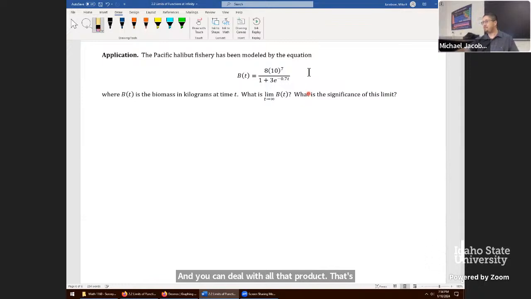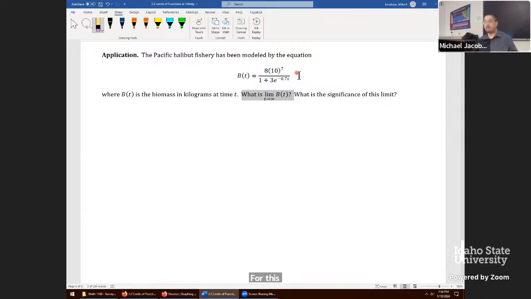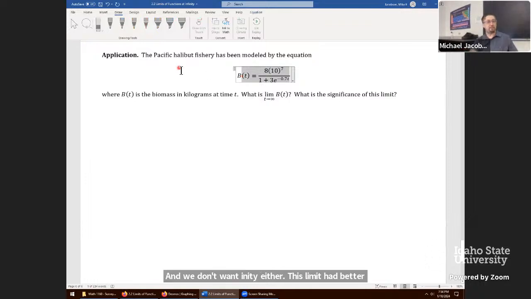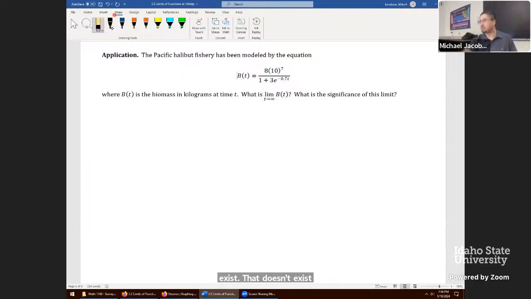But I'm not sure what's going to happen with this function. And so that's what they're asking us right here. What is the limit as time increases without bound, as t goes to infinity, for this biomass? We hope it doesn't go to 0. That's not good for us. And we don't want infinity either. This limit had better exist. If it doesn't exist, they better come up with a better model for us. So we'll start by writing down to answer this question here.